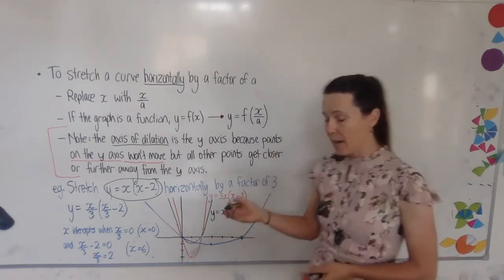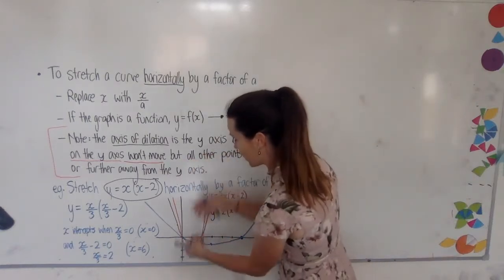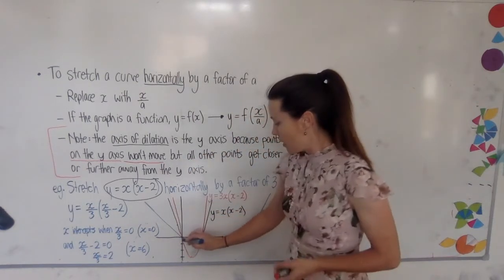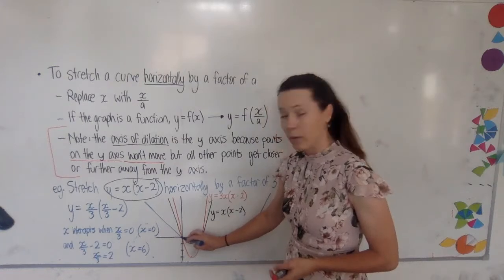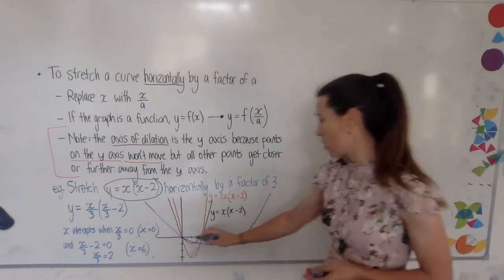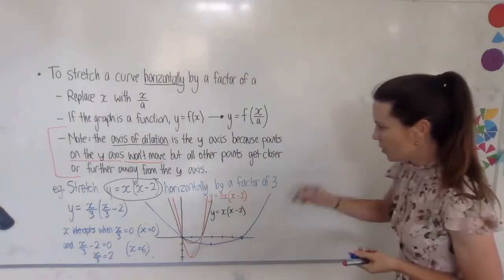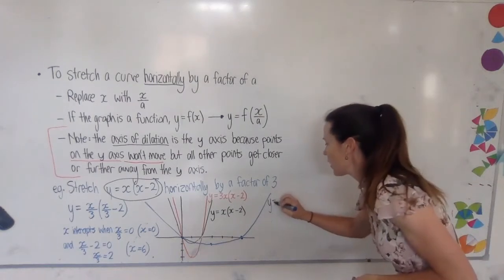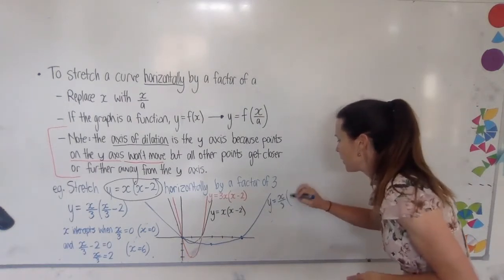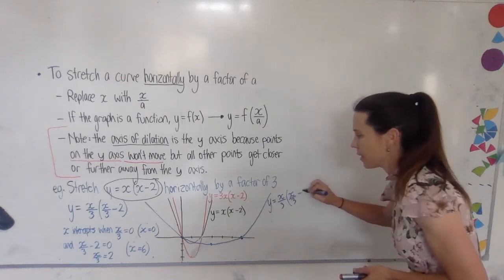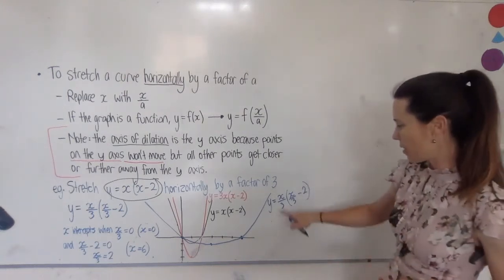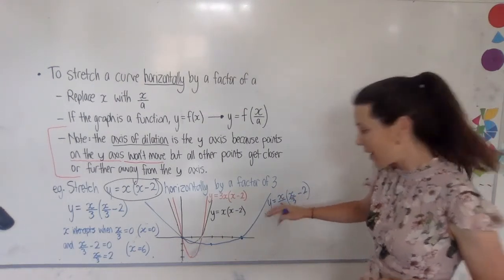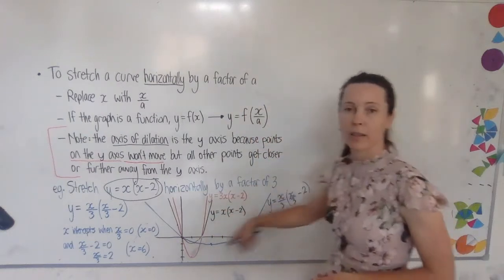Now, the thing that's the same on both when we stretched vertically and stretched horizontally is we ended up with a point that was exactly the same on all 3 parabolas. So now we can label this one y equals x over 3, x over 3 minus 2. And we can see what effect that had on making this parabola really wide.